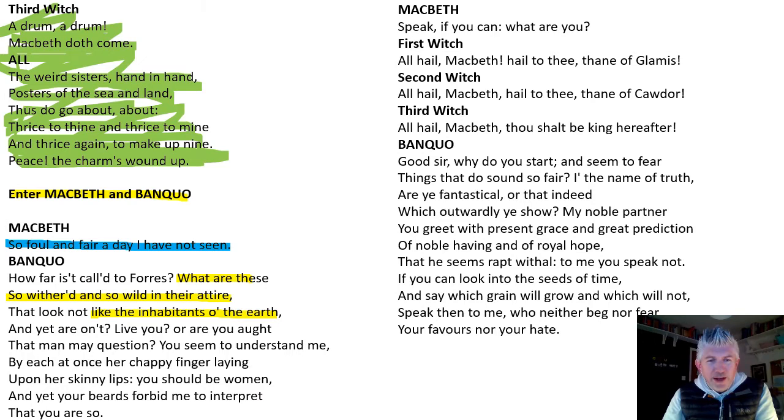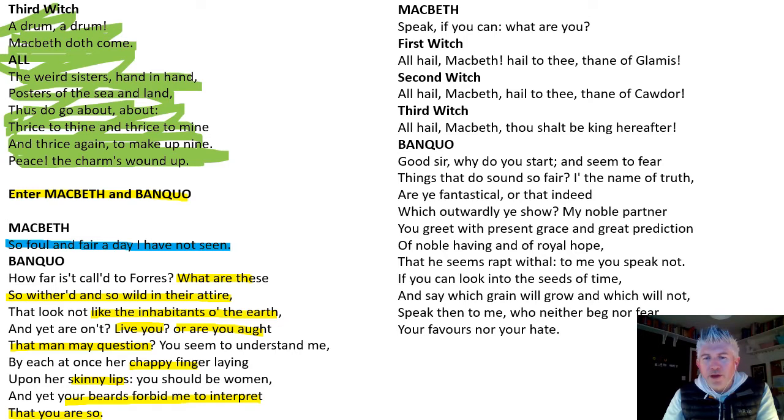He questions whether they're alive, or whether there's just something that he should be questioning, like, are they really there? Is he imagining what he's seeing? He notices that they understand him, insulting their physical appearance: a chappy finger, skinny lips. He says they should be women, but your beards forbid me to interpret that you are so. So he's been pretty mean to these witches, picking on their physical appearance.